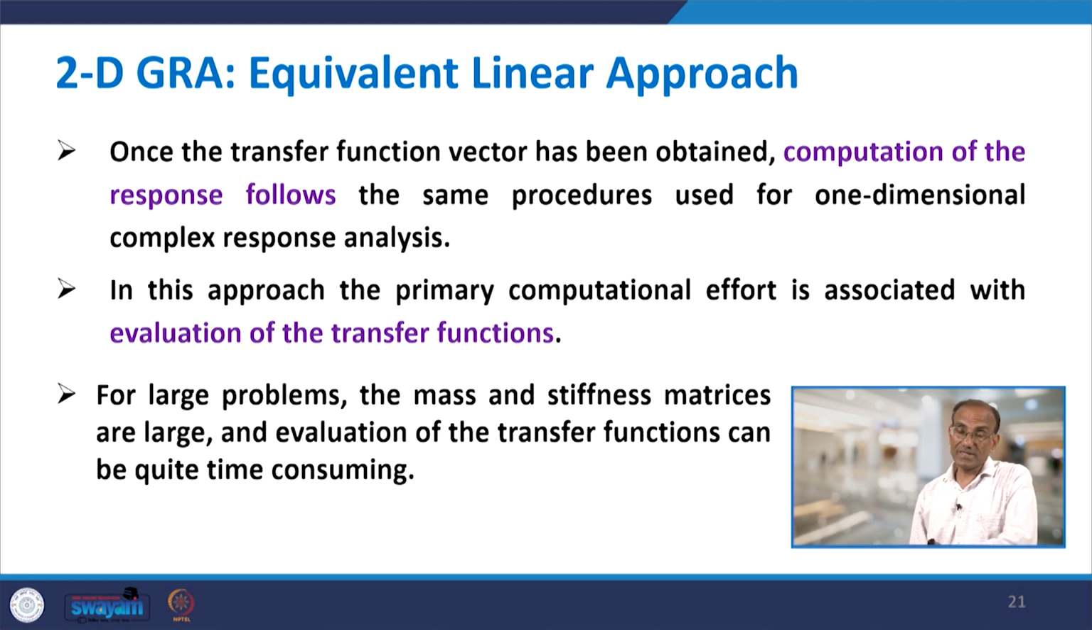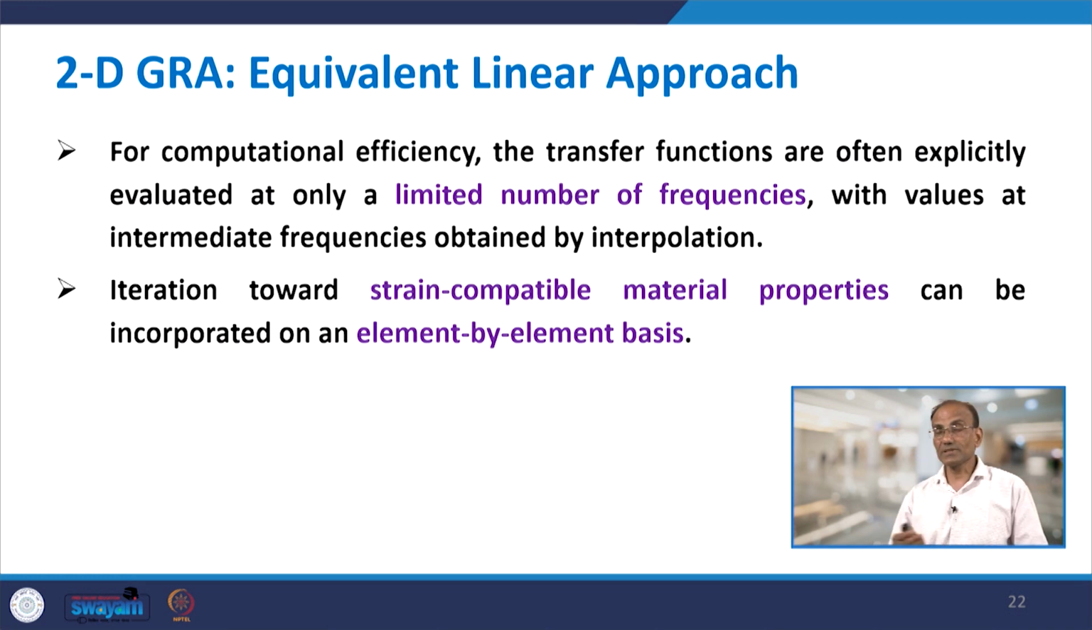So, in 2D analysis, the primary computation is the evaluation of the transfer functions, which we already discussed. For large problems, the mass and stiffness matrices are large and evaluation of the transfer function can be quite time consuming. As a result we need to use some software rather than doing hand calculation. For computational efficiency, the transfer functions are often explicitly evaluated at only a limited number of frequencies, with values at intermediate frequencies obtained by interpolation.